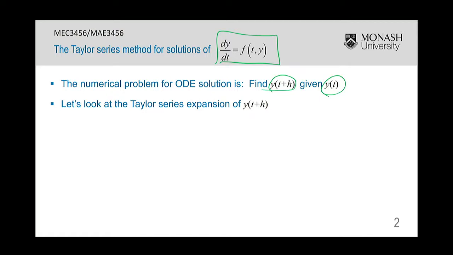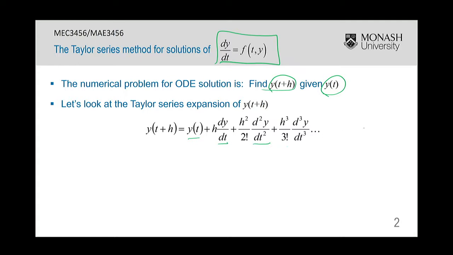So let's have a look at the Taylor series expansion of y of t plus h. y of t plus h is equal to y of t plus h times dy/dt plus h squared on 2 factorial d squared y/dt squared, etc., plus higher order terms. You should know the Taylor series expansion off by heart. This is something that you will likely need multiple times in this unit.